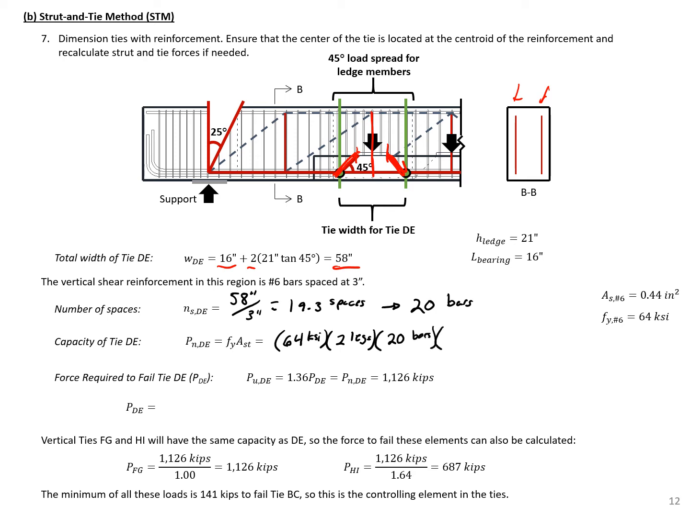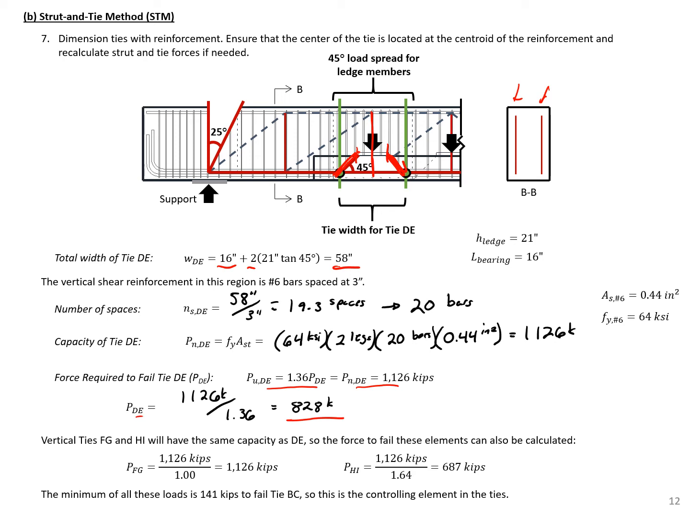And then the area of our number 6 bar, 0.44 square inches. So this will give us a total force here of 1,126 kips. So again, we can set our capacity equal to our demand and solve for our force P sub DE, which will be 1,126 divided by 1.36. This will give us a force of 828 kips. So this is the force required to fail tie DE.